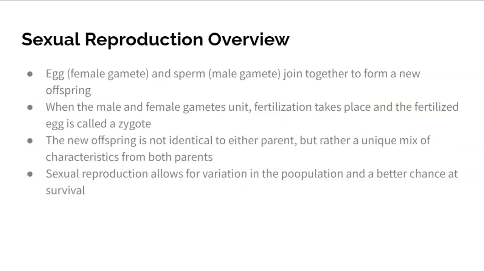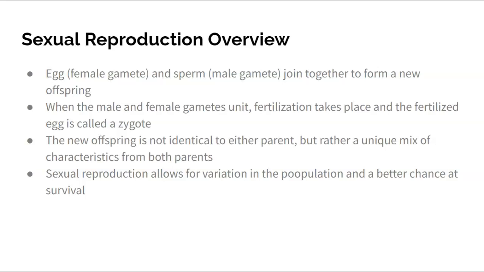And then our very last slide is just to overview sexual reproduction, right? So we start with our gametes that are produced via meiosis. We have an egg, which is the female gamete, and a sperm, which is the male gamete, and they join together to form a new, unique offspring. When the male and female gametes unite, fertilization takes place. When egg and sperm meet, that's called fertilization.